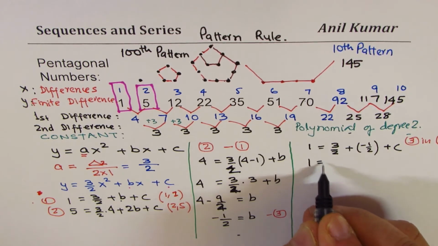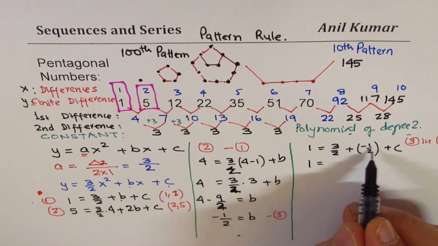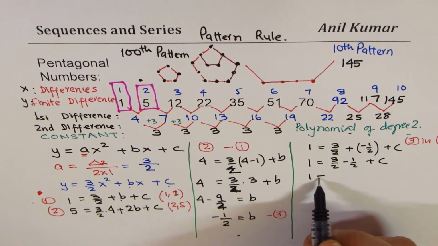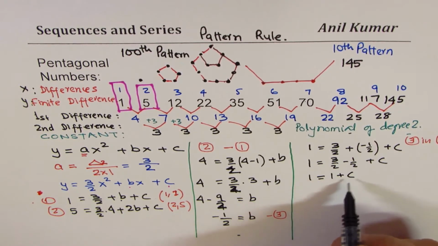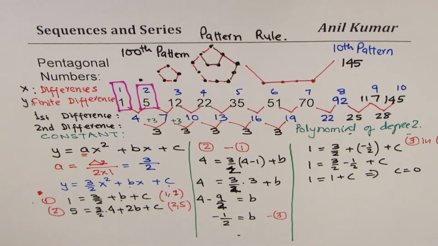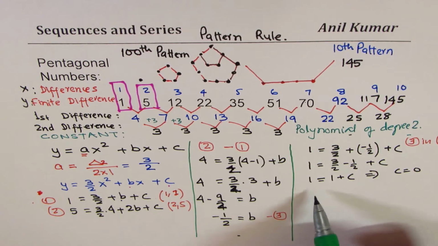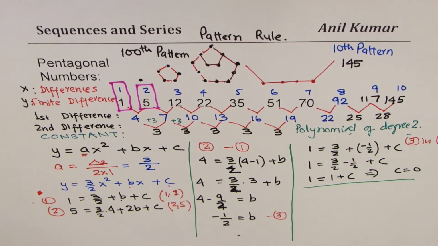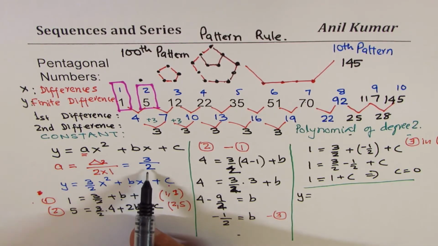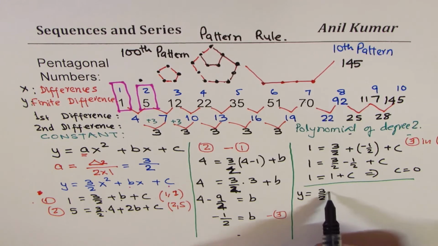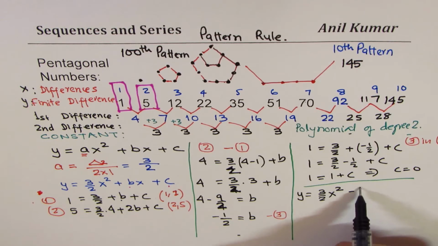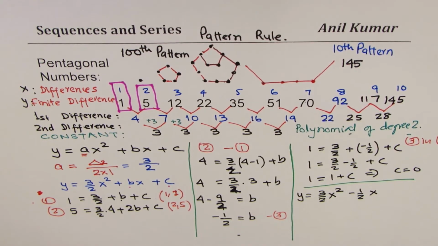So let's do it. 1 equals 3 over 2 minus half plus c, which is 1 equals 1 plus c. And that tells you that c has to be 0 for this equation to be true. And finally, we do get our equation, y equals the value of a, which is 3 over 2, 3 over 2 x squared, and the value of b, which is minus half x. That becomes your formula.